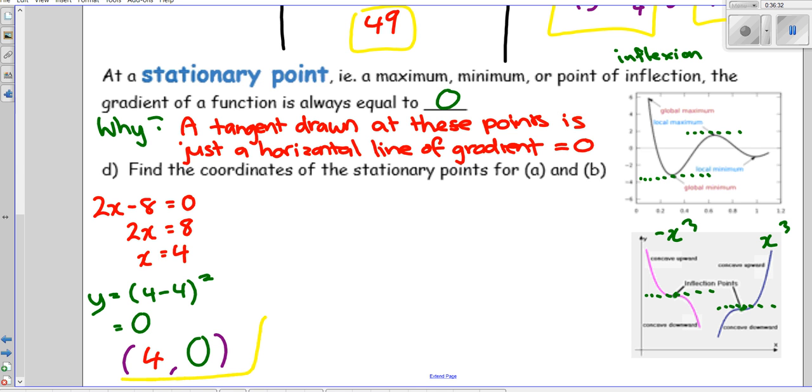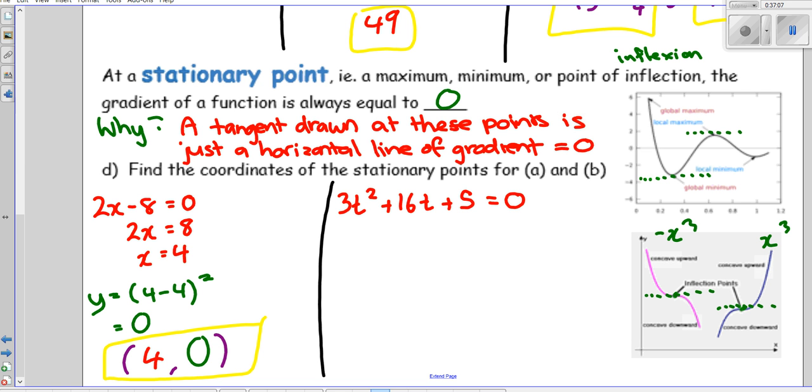So if they say find the coordinates of the maximum or the minimum or a point of inflection, find its derivative, set it equal to 0, solve for x, and then substitute the x back into the original function. Same thing, they want us to do it for b as well. So the derivative for b we got was 3t squared plus 16t plus 5 equals 0. I'm not asked to find it for c, so use all the space to the side if you want.